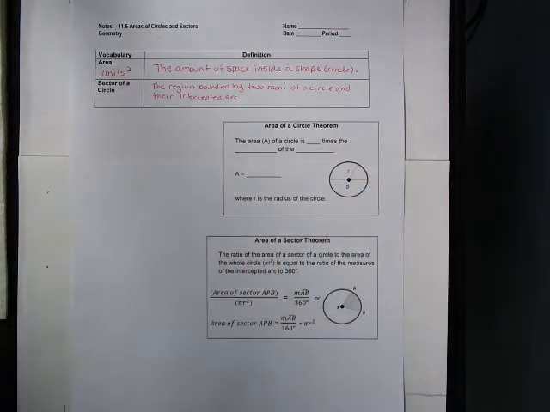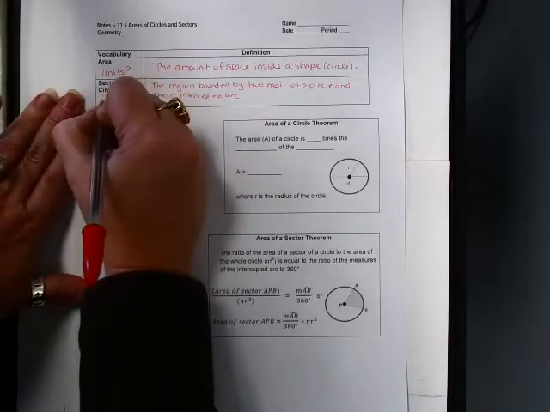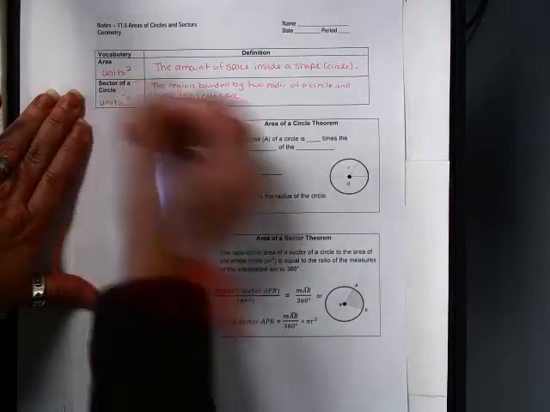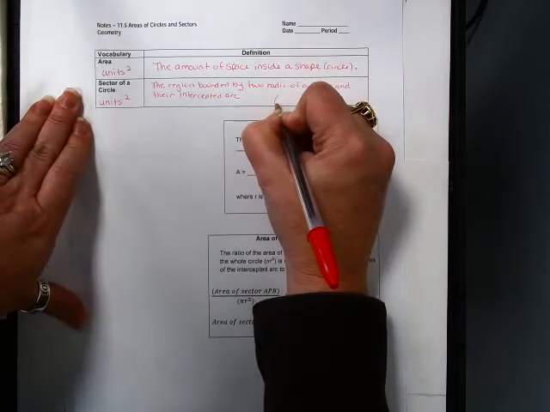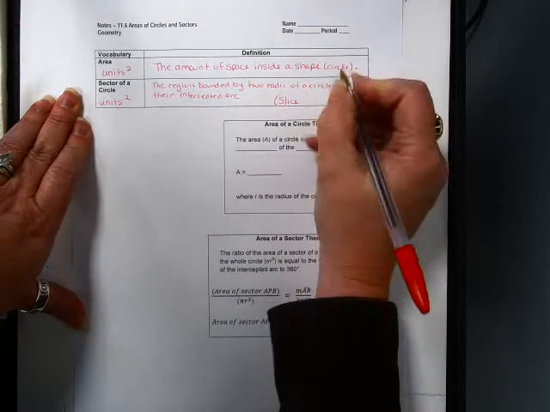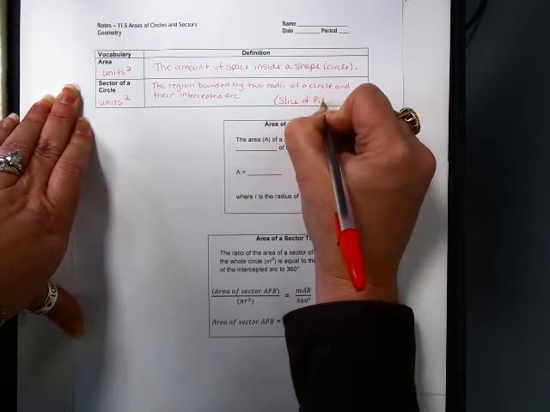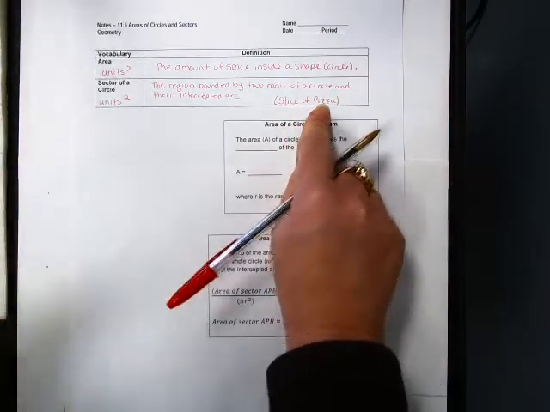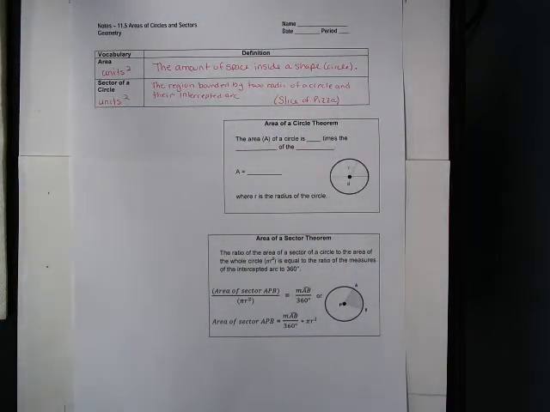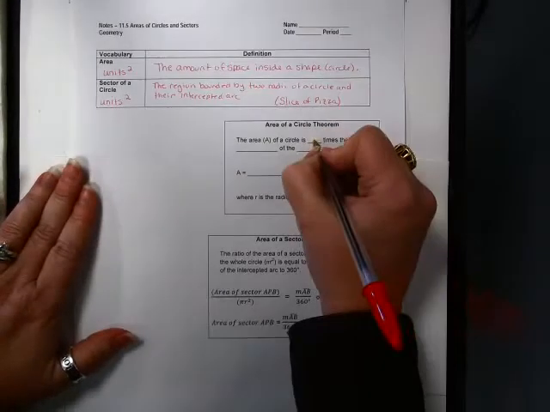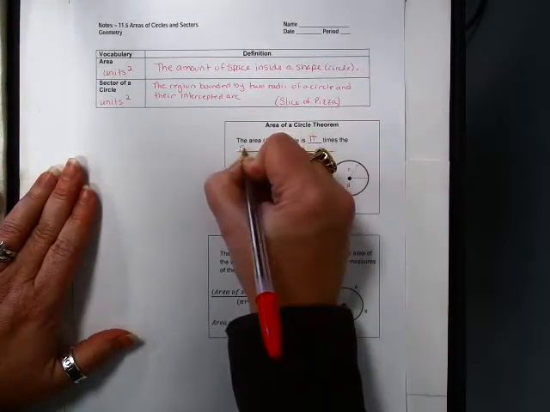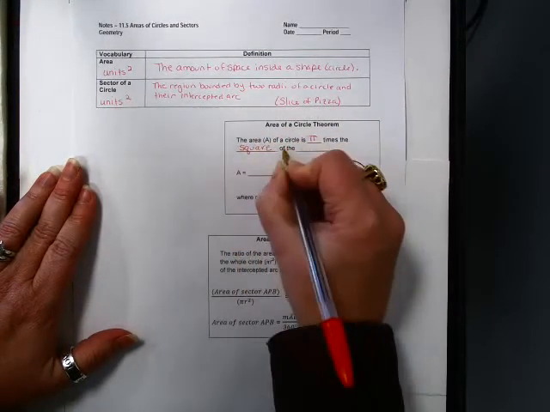And their intercepted arc. So it's going to be here, here, and this intercepted arc here. So it's talking about this piece of pie here. Okay. This is also measured in units squared. And you might want to put over here a slice of pizza to remind yourself that it's just a portion of the area of a circle. Slice of pizza. Or a slice of the circle even.